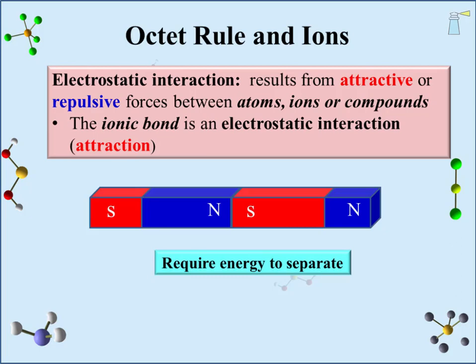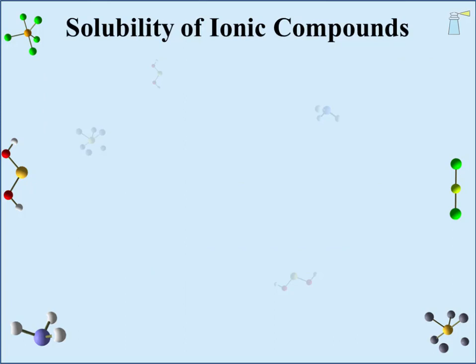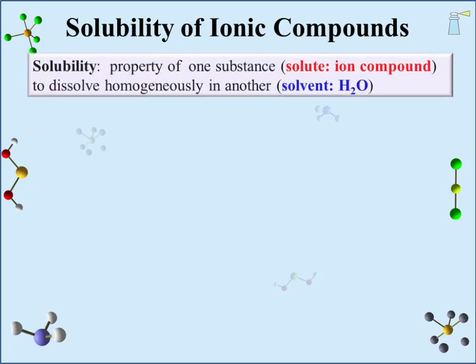And pulling apart attracted pieces is exactly what we are going to talk about in our next topic, the solubility of ionic compounds. We will limit our discussion of solubility to ionic compounds dissolving in water. In that context, water will be providing the energy to pull the ions apart. First, a definition of solubility. Solubility is the property of one substance, referred to as the solute, which is the ionic compound, to dissolve homogeneously in another, referred to as the solvent, and that will be the water.